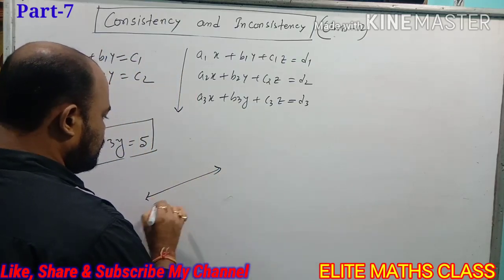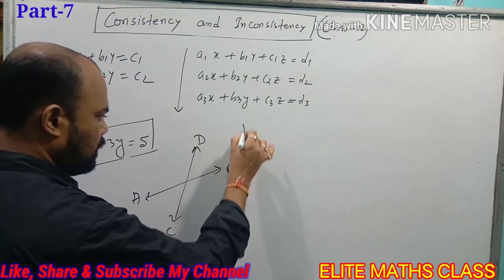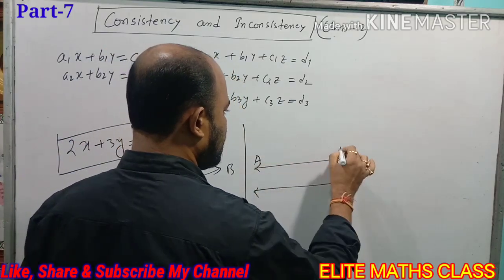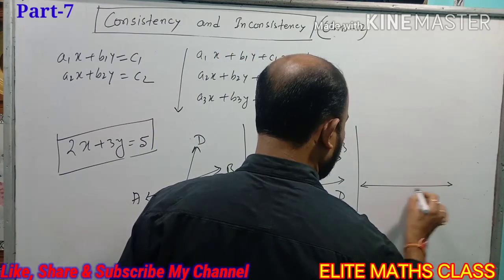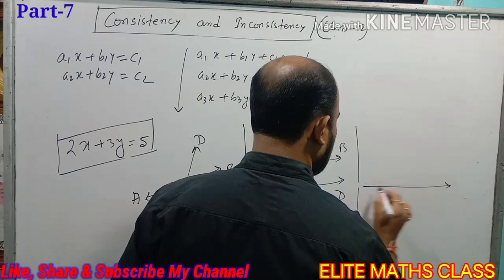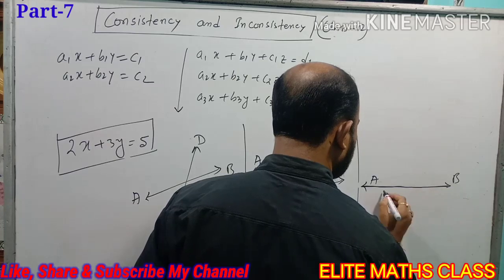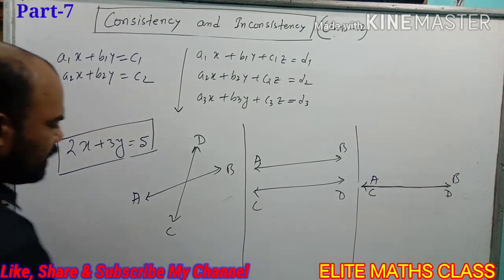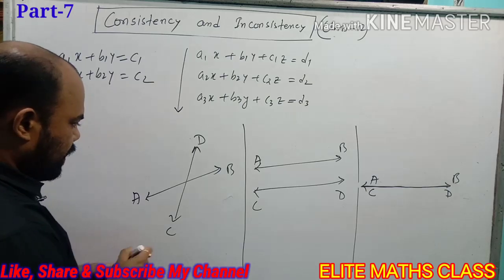First one, these two lines A, B, C, D. Second set, another set of two straight lines, this is AB, this is CD. Another set of two straight lines, this is AB and this is CD. That is, these two lines are a special case. I am coming to this, the first case. In this case, see the two lines AB and CD intersecting at a point, this one.